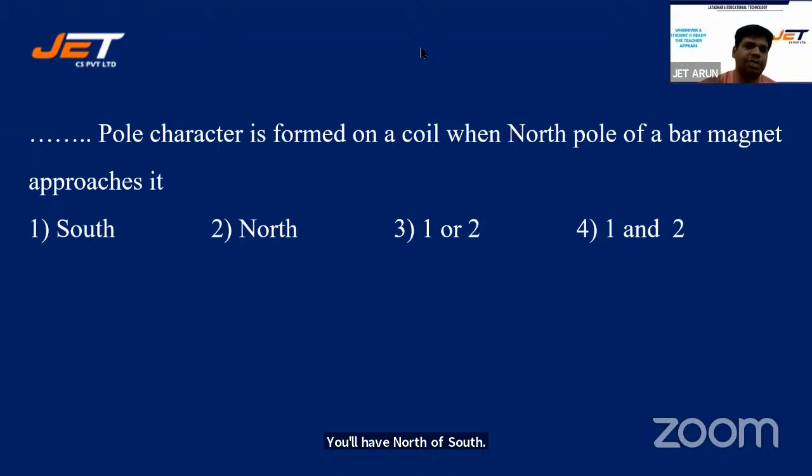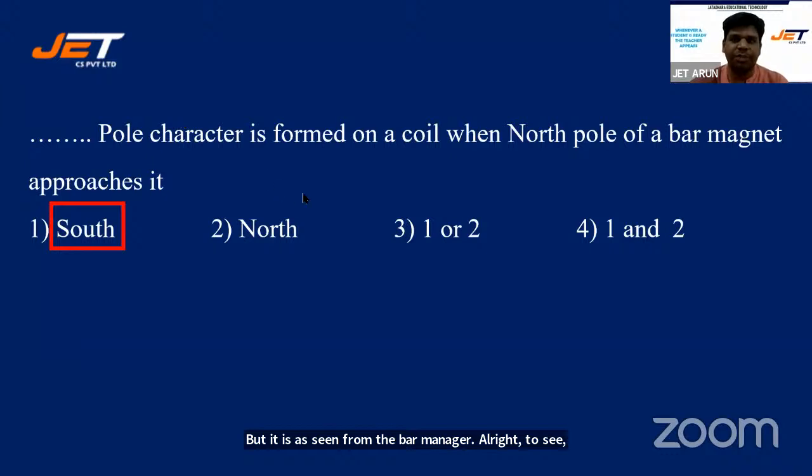It cannot be 1 or 2, student. It has to be one, I mean, either south or north. It cannot be the third option and fourth option. But it is as seen from the bar magnet. All right, presume it is seen from the bar magnet. It is south, students.